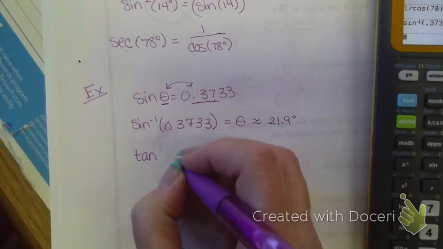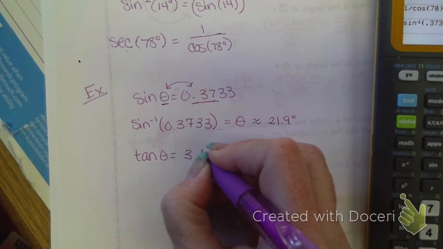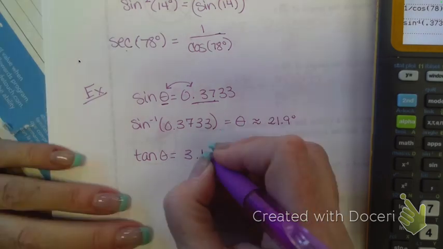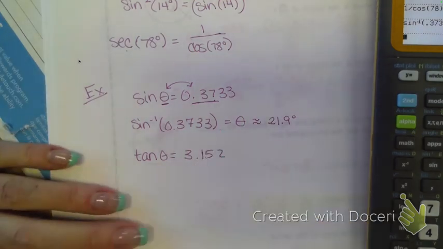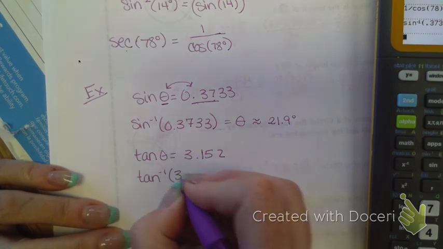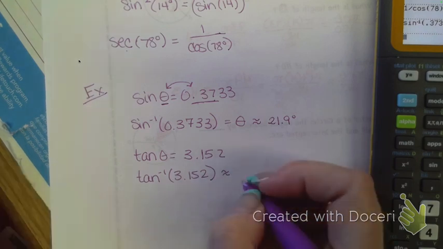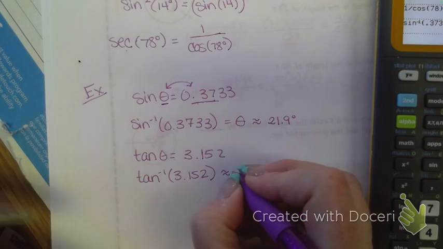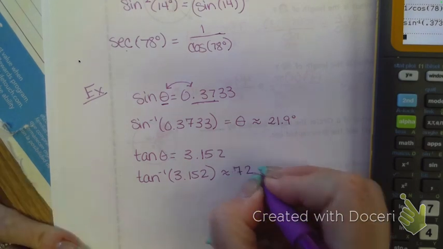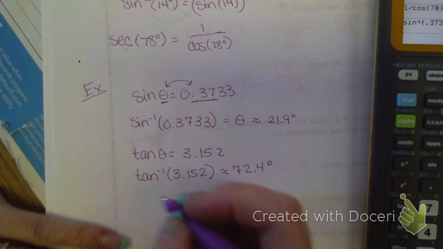Okay, we have two more to do. I want you to do this one on your own real quick. Tangent of theta equals 3.152. So you're going to write on your paper inverse tangent of 3.152. And you should get approximately 72.4.